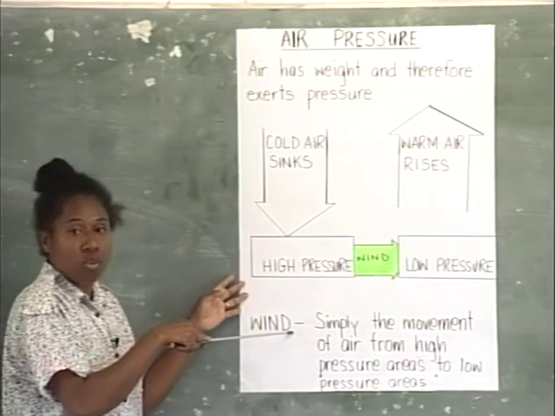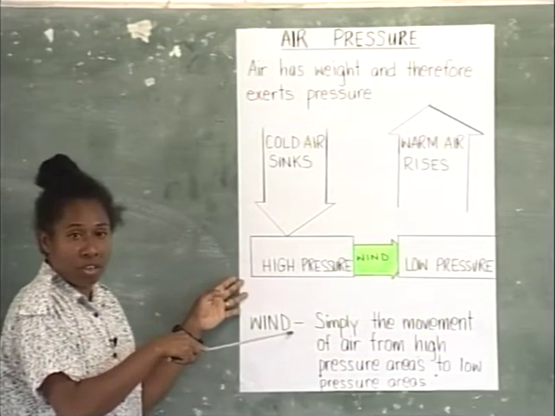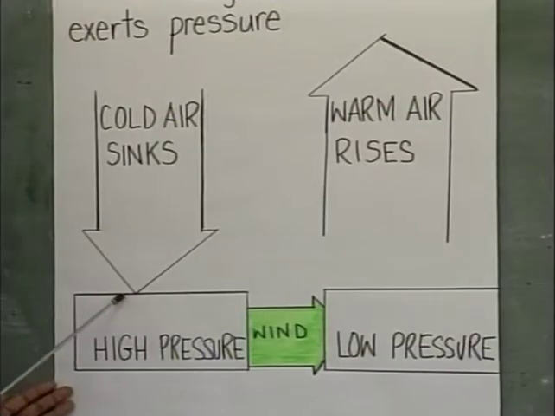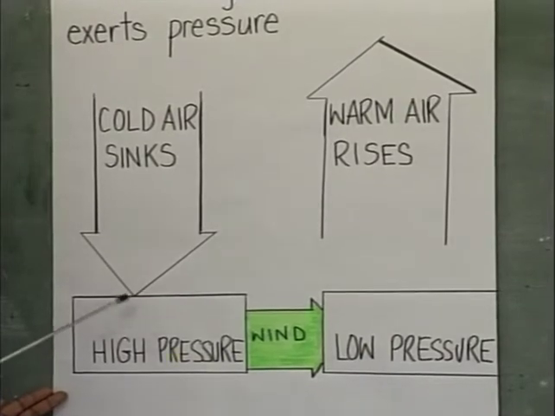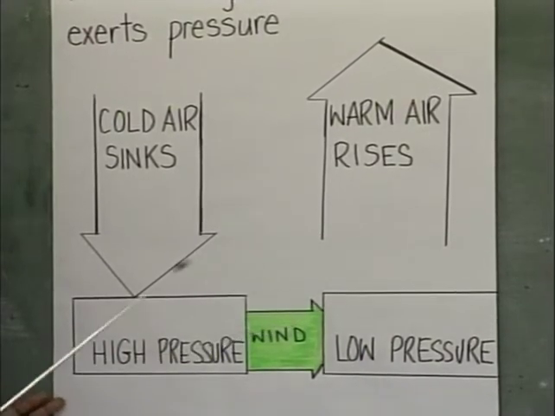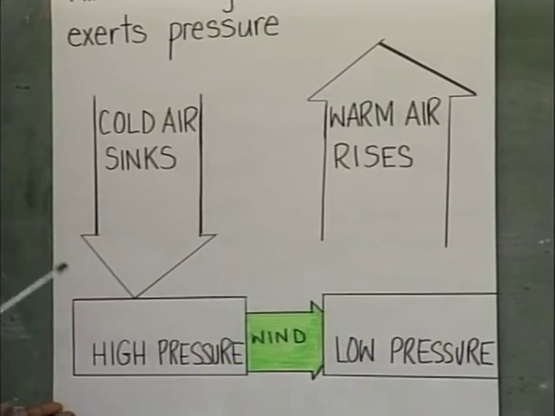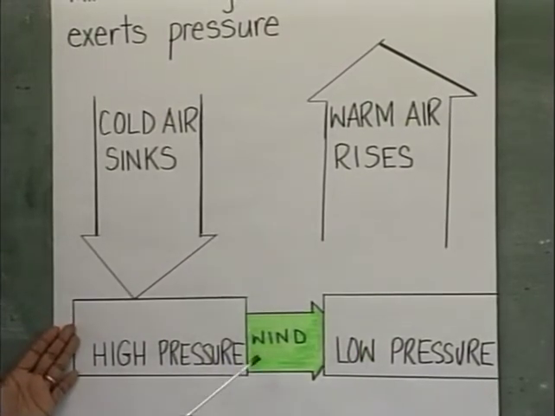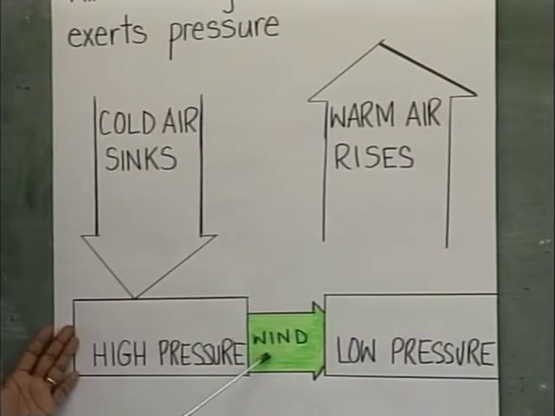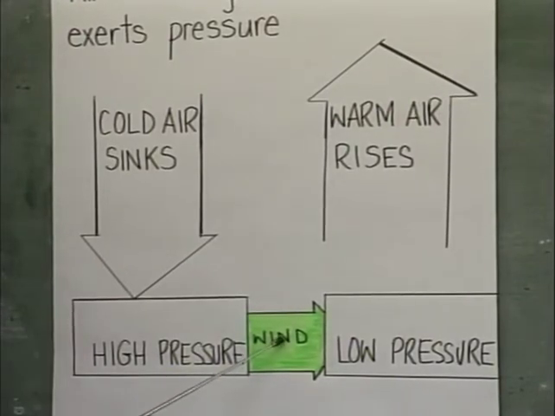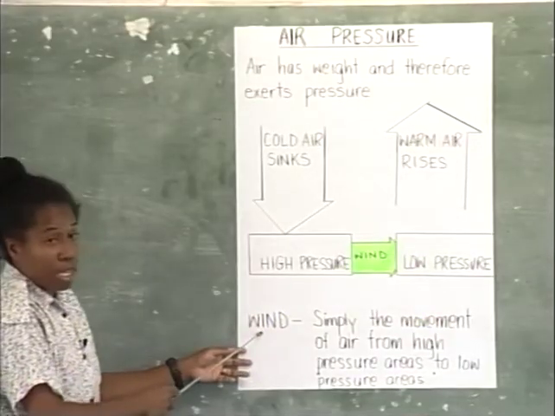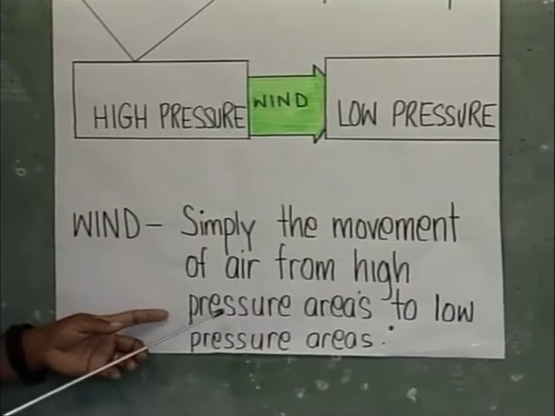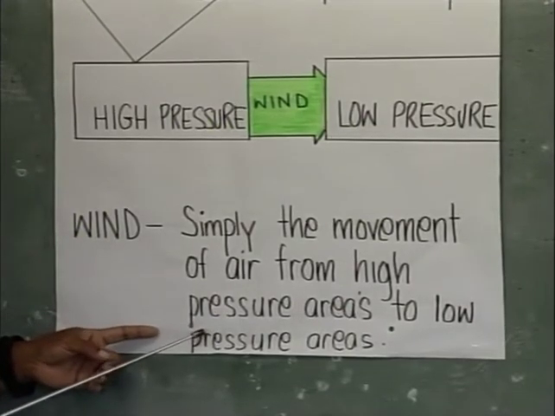Like in the case of water, infiltration? No. What will happen to the air if this is a solid surface here? It will obviously move to the side or to the other side. And the movement of any air, surface air, is referred to as wind. So wind is simply the movement of air from high pressure areas to low pressure areas.